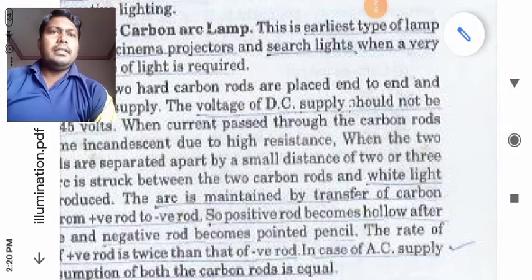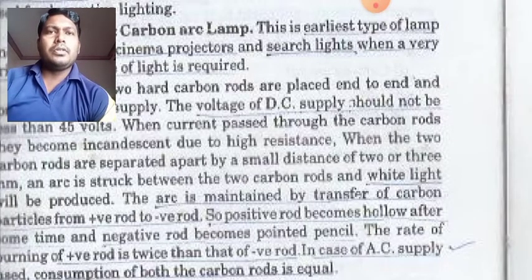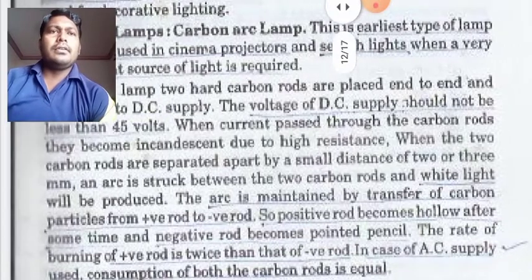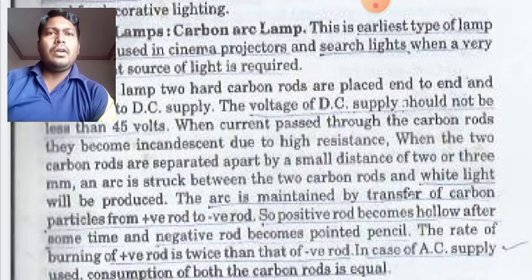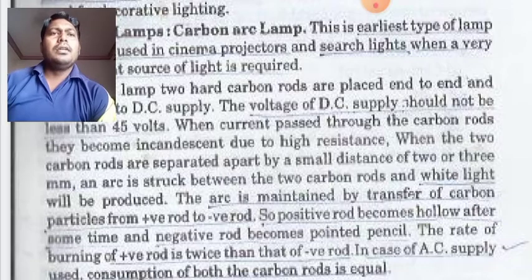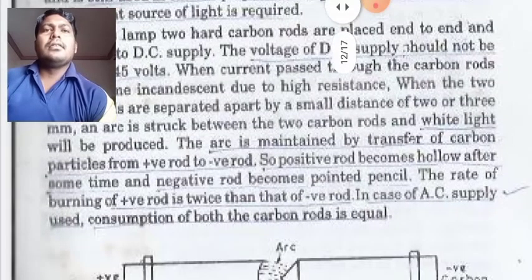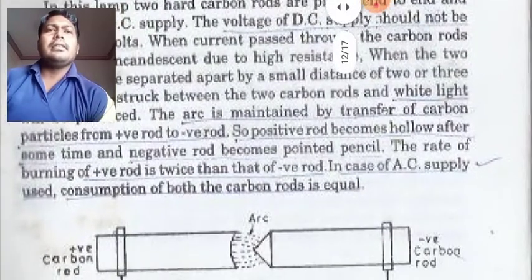Now the arc is maintained by transfer of carbon from the positive rod to the negative rod. So the positive rod becomes hollow after some time, and the negative rod becomes a pointed pencil. The rate of burning of the positive rod is twice that of the negative rod. So students, mind this thing.